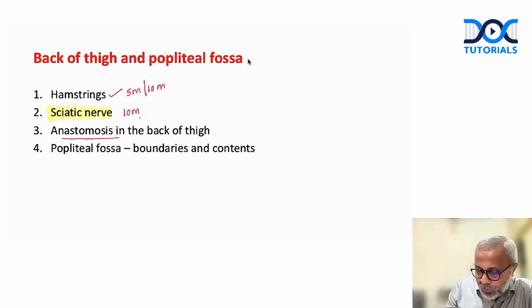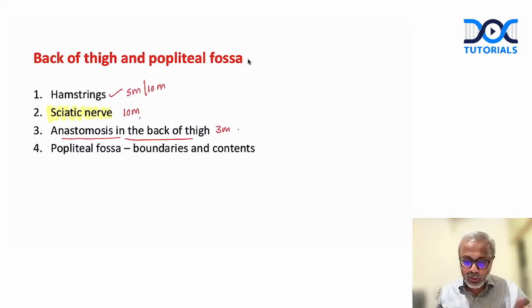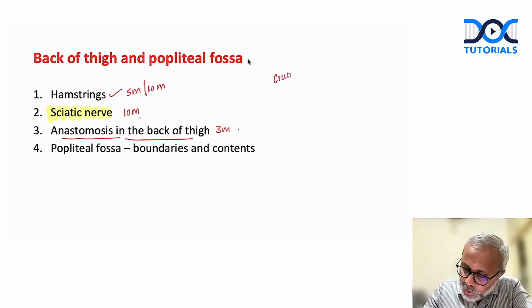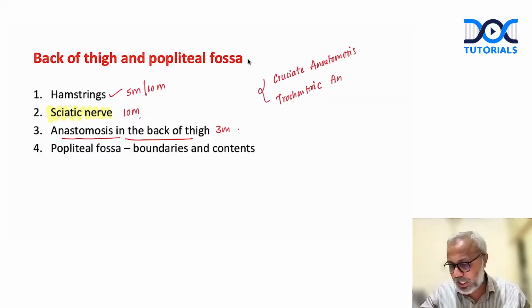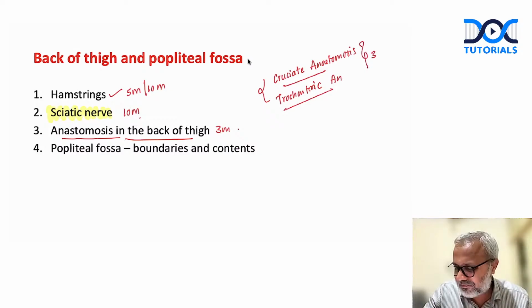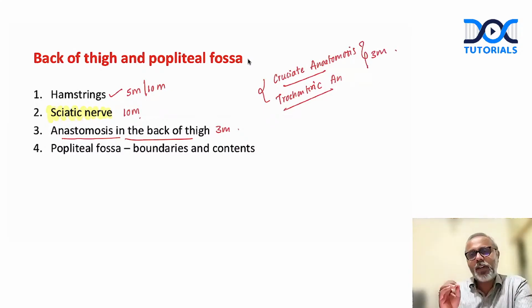Then, anastomosis in the back of the thigh could be an important 3-marker. In the gluteal region and in the back of the thigh, there are 2 topics that can be asked, right? One is the cruciate anastomosis, and the other one is the trochanteric anastomosis. These 2 topics are actually described in the gluteal region. So these could be 3-marker questions, if the examiner wants to make the paper a little bit on the tougher side. So these 2 could appear in the question paper: cruciate anastomosis and trochanteric anastomosis.